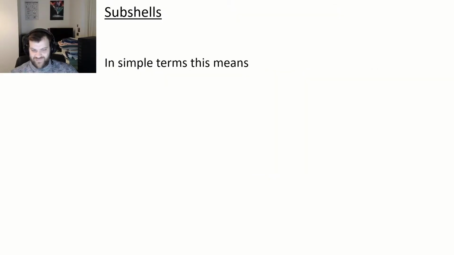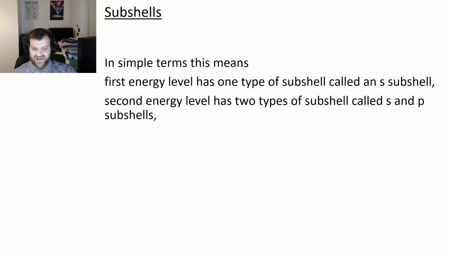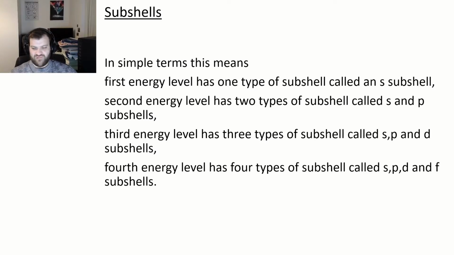In quite simple terms, this means that the first energy level has one type of subshell, which is an s subshell. The second energy level has 2 types of subshell, the s and the p. The third energy level has s, p, and d subshells, and our fourth energy level would have s, p, d, and f subshells.